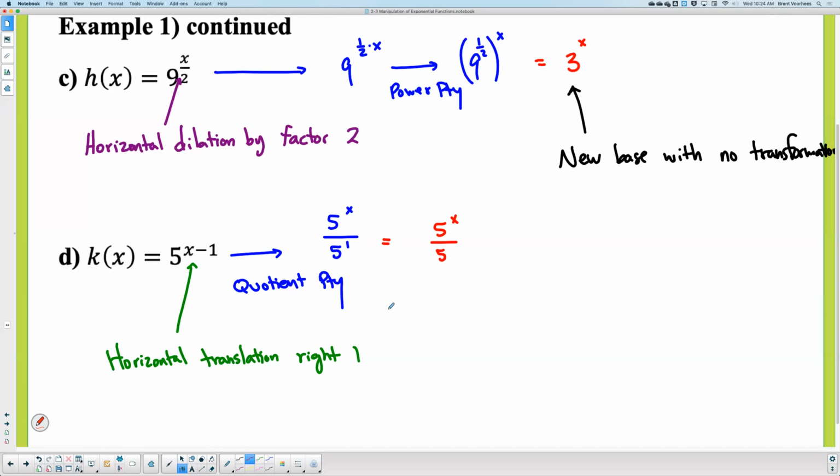I could rewrite this with a new base. I'm going to write this as 1/5. So I'm going to take this 1/5 times 5 to the power of x. And so to finish this off, does this have a transformation? How do you get 1/5?